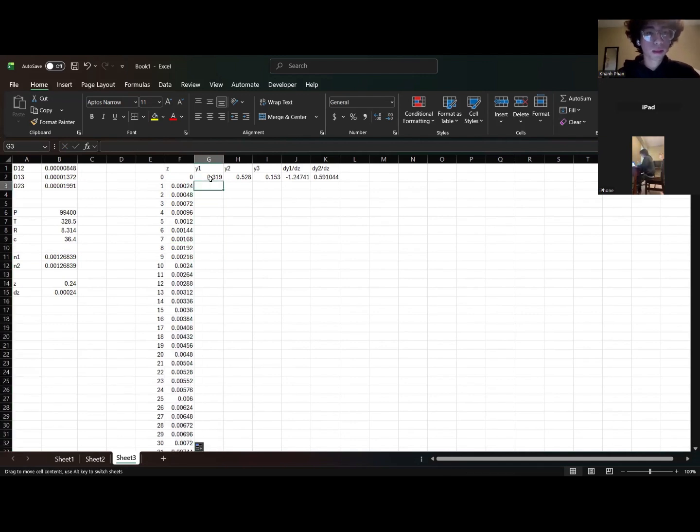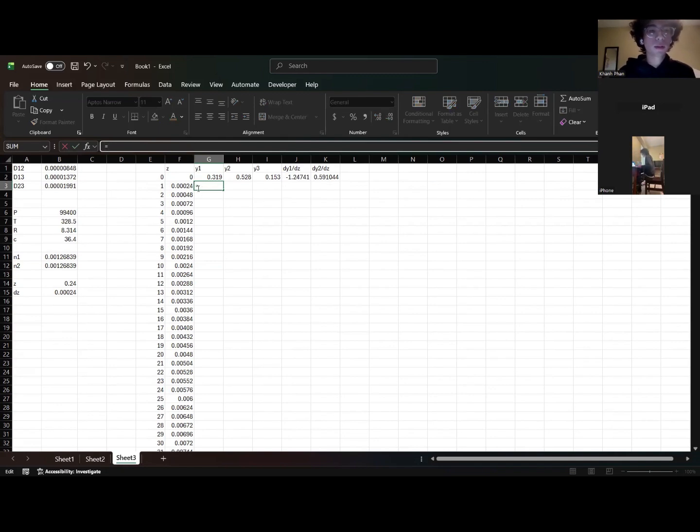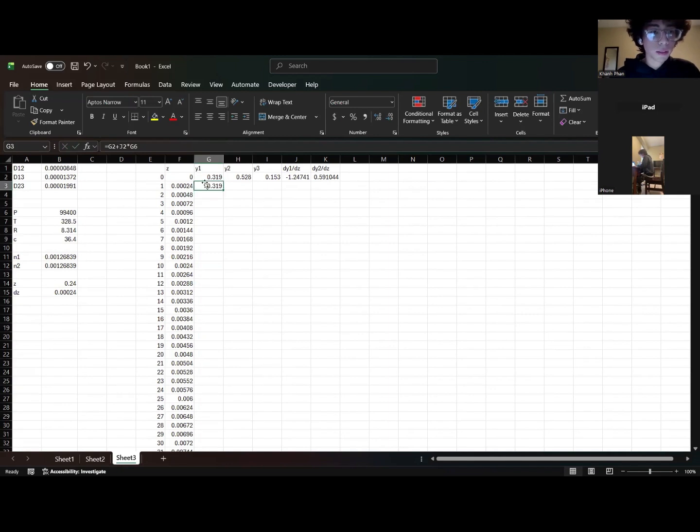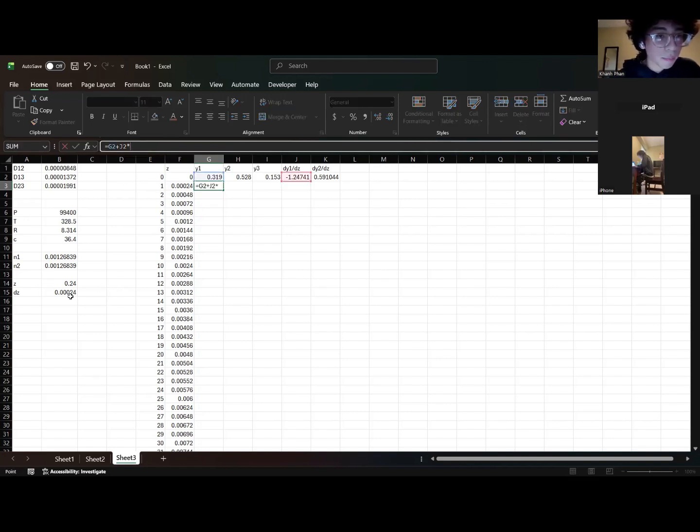And then for y1, with the increments of dz, we can have y1 plus dy1 dz times a little distance increment, which is 0.00024. And we would have 2 point, let me double check this. G6. I think that's what I meant to write. All right.